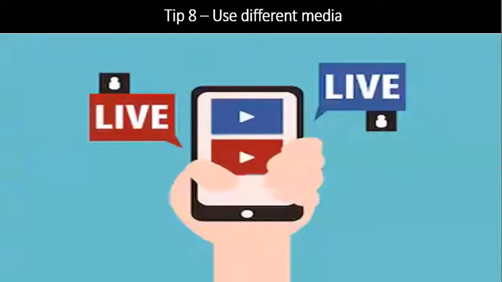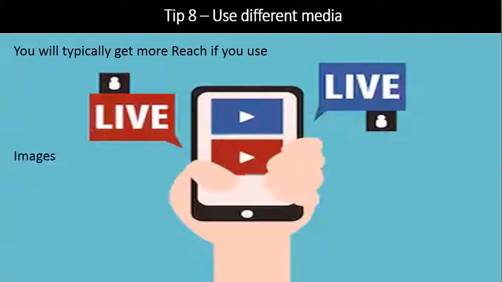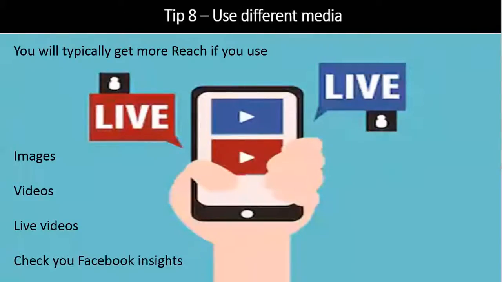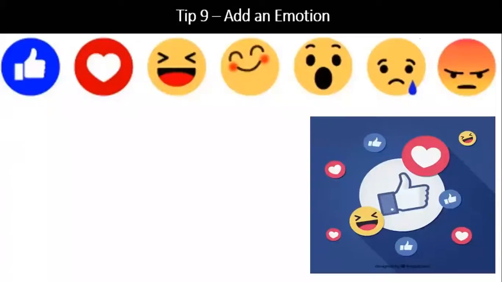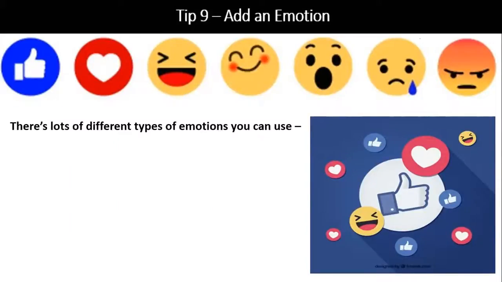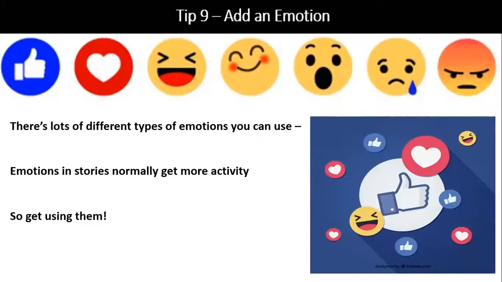Tip number 8, use different media. You will typically get more reach if you use images, videos, and live videos. And if you want to check your Facebook insights, you can even find out what's working best for you. Tip number 9, add an emotion. There's lots of different types of emotions that you can use. Emotions and stories normally get more activity, so just get using them.